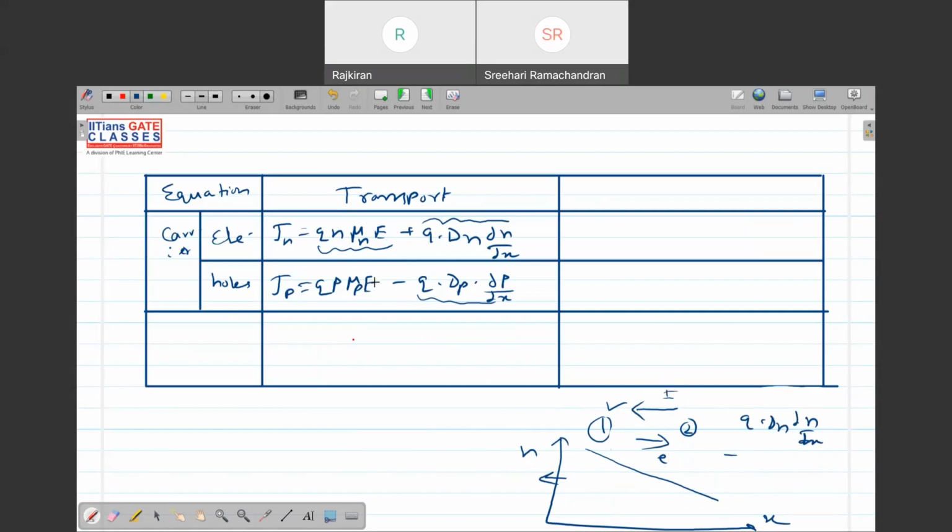That's why you should not just remember anything in these equations. Otherwise, you are gone. Okay. So another thing you are seeing is the continuity equation.